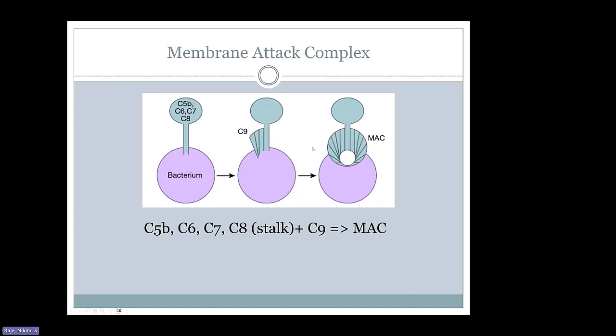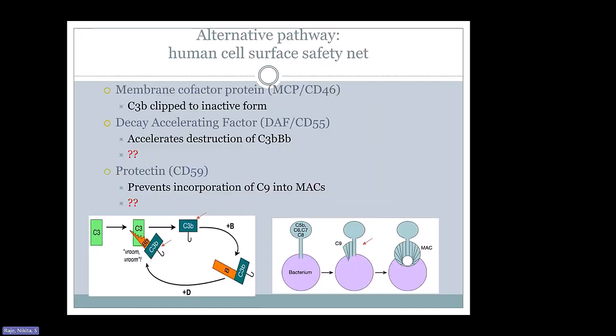The C5 molecule can then attract C6, 7, and 8, and all of them together form a stalk in that bacterial cell wall. And once that happens, multiple molecules of C9 come and attach to that stalk to form a hole in that cell wall. That's called the membrane attack complex. So that's your terminal complement pathway after the alternative complement pathway activation.